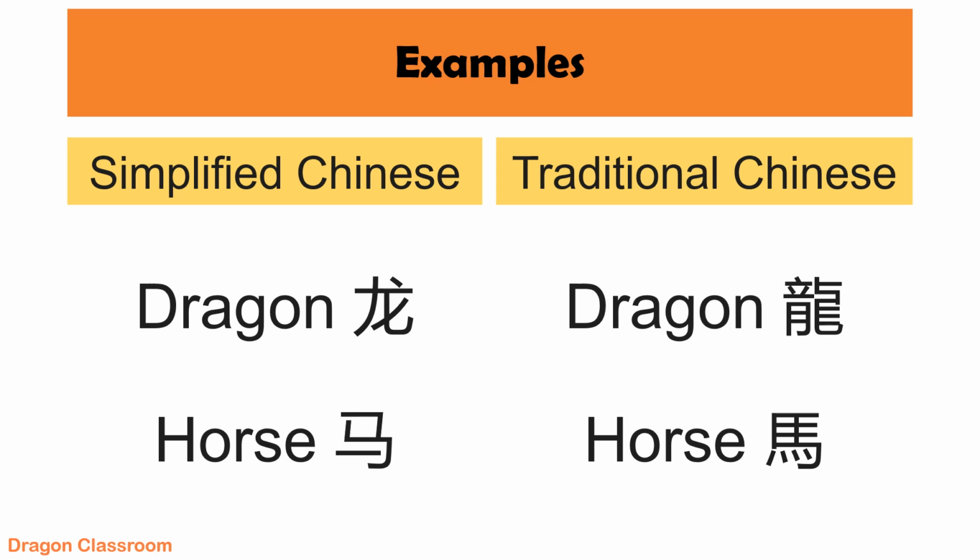Can you see the difference? The characters on the left are much simpler. The characters on the right, they are more complex. Which one would you prefer to learn? Why did the Chinese government decide to introduce simplified Chinese?